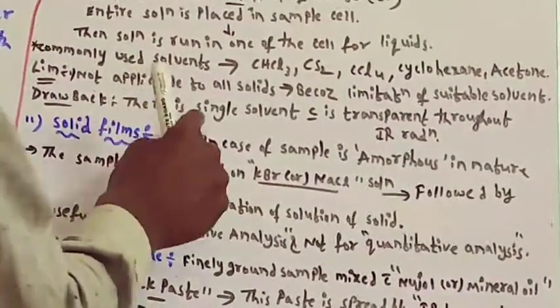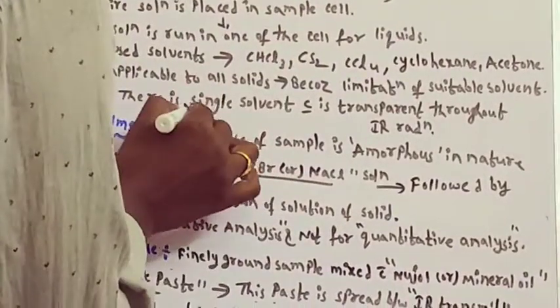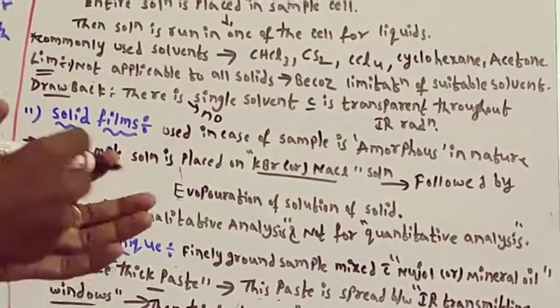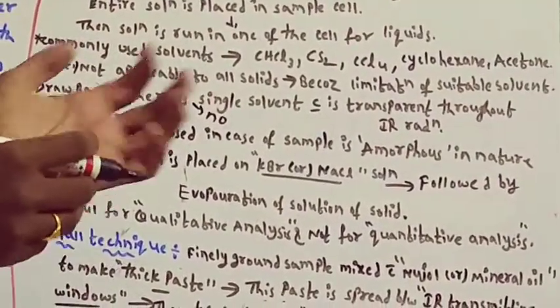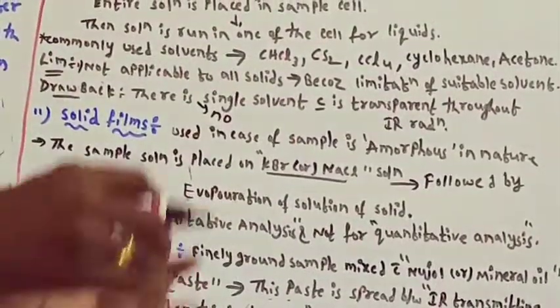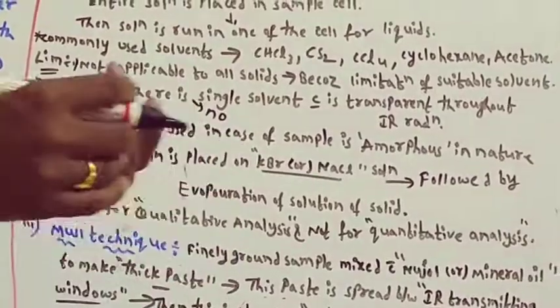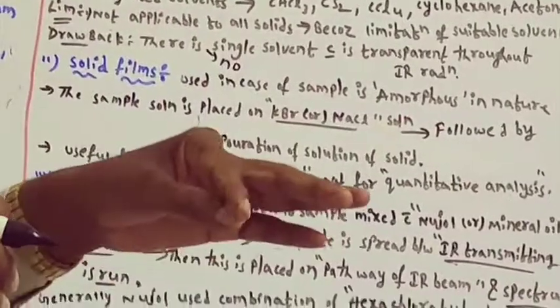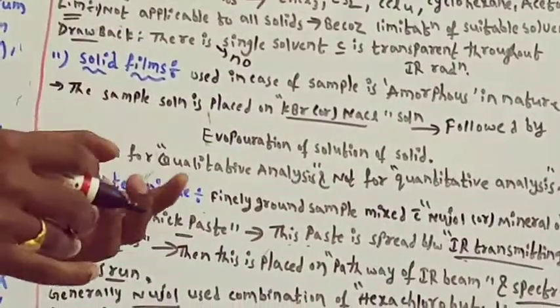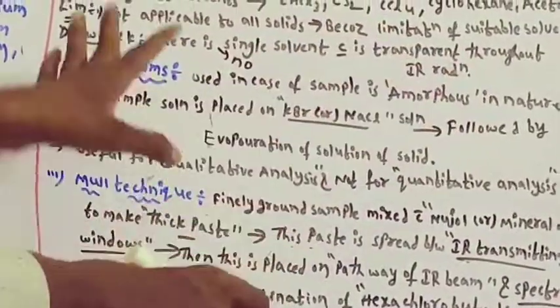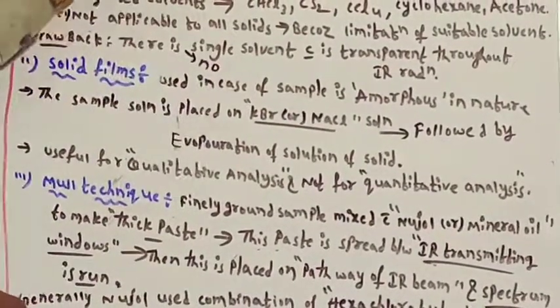Another drawback is that there is no single solvent which is transparent throughout the IR radiation. All the solvents are not transparent to the IR radiation. Unless it is transparent, how can we get accurate results? It may absorb or block the IR radiation, and in that condition we can't get proper results. So there is no single solvent which is transparent throughout the IR radiation. This is the limitation and drawback of running solids in solution.